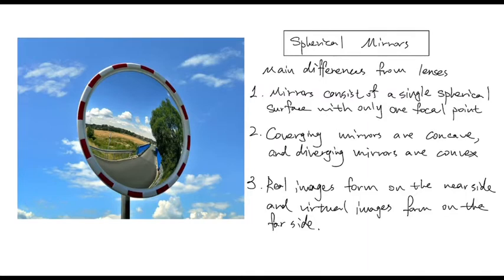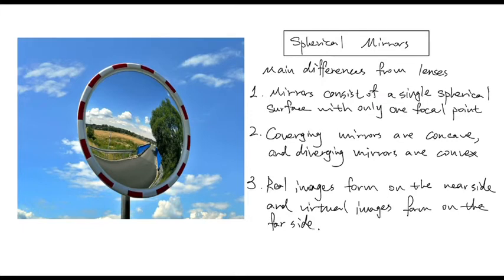Mirror optics problems are nearly identical to lens problems. The equations are the same. The rules for the variable signs are the same. The trends of image location are the same. However, there are a few key differences. So, some main differences from lenses.